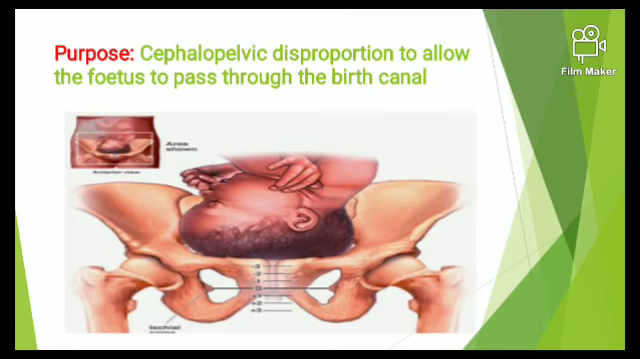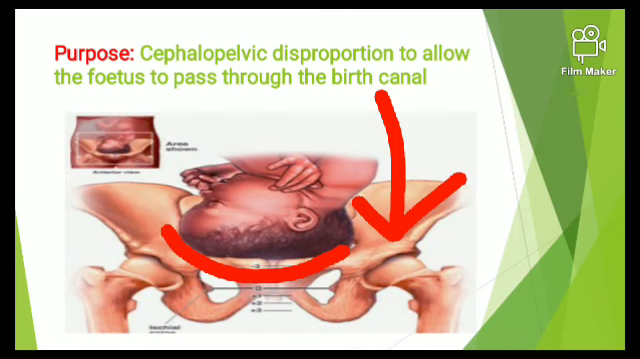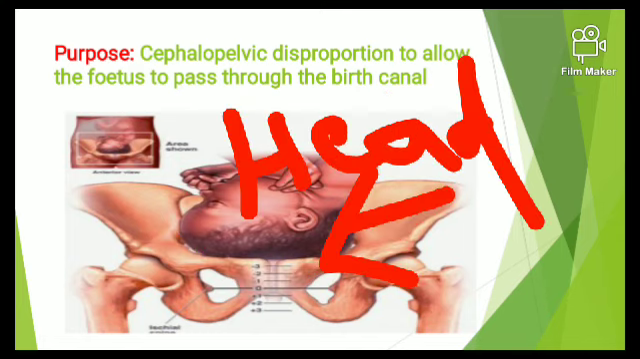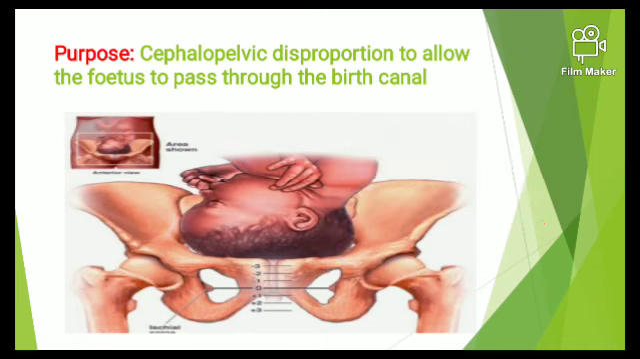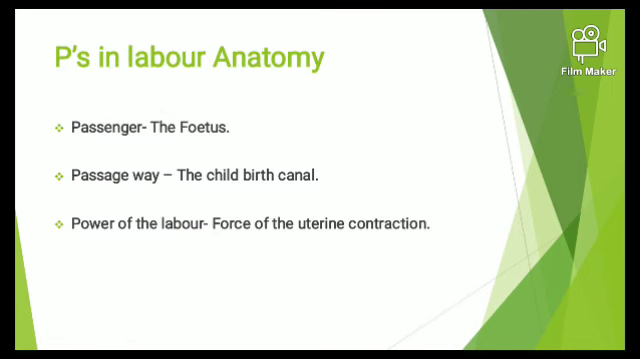So the main purpose of pelvimetry is to assess cephalopelvic disproportion, to allow the fetus to pass through the birth canal. You can see here the baby in the cephalopelvic relationship. Cephalo means head, so you can see here the head is connected to the pelvis. So we have to confirm with the help of pelvimetry whether the female pelvic ring is capable of the natural process of birth or not.